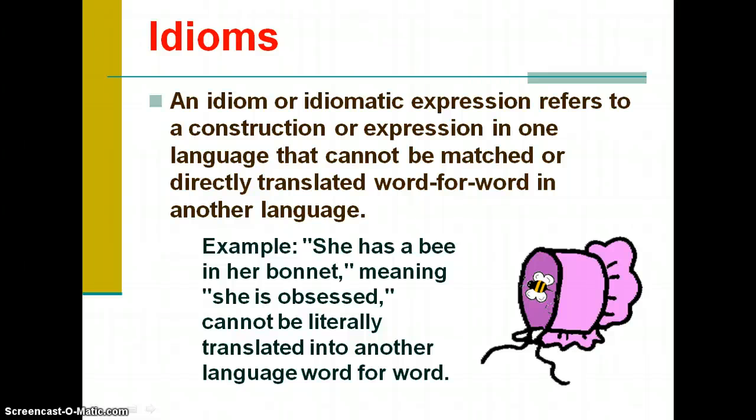Idioms. An idiom, or sometimes it's called an idiomatic expression, refers to a construction or expression in one language that cannot be matched or translated word for word in another language. For instance, she has a bee in her bonnet, meaning that she is just obsessed with something, and it can't be literally translated into another language word for word. That's why they're called idioms. Some people like to refer to it as slang, but let's use the proper terminology: idiom or idiomatic expression.